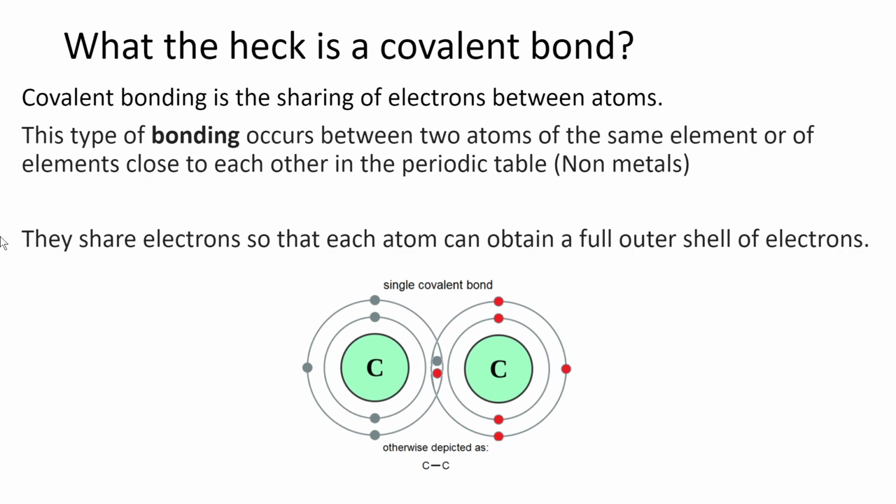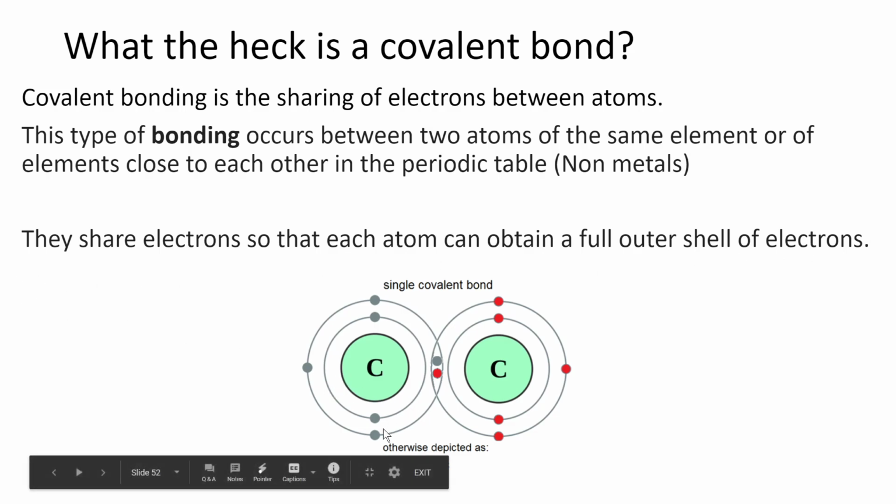I cannot overstate the importance of this single sentence. You share electrons so each atom can obtain a full outer shell. Normally 8 electrons they want to have. Okay? We're going to look into this in more detail in a couple weeks' time, but very important.